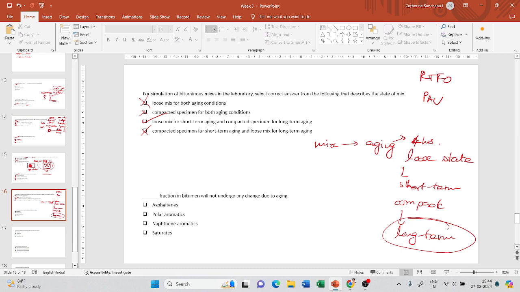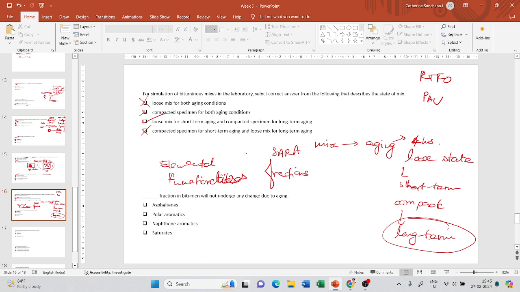Okay, now moving on to the next question. Fraction in bitumen which will not undergo any change due to aging. So when they try to study aging, they try to study the change in the elemental composition on aging, change in the functionalities on aging, the SARA fractions on aging, okay, and they also try to relate all of this with the physical behavior of bitumen also.